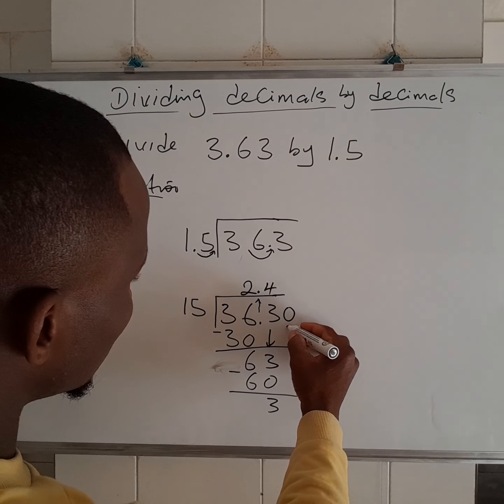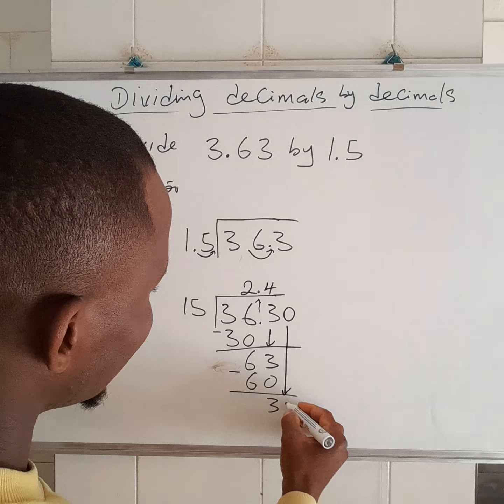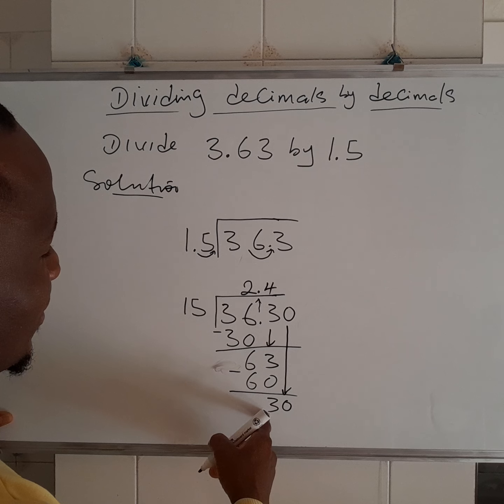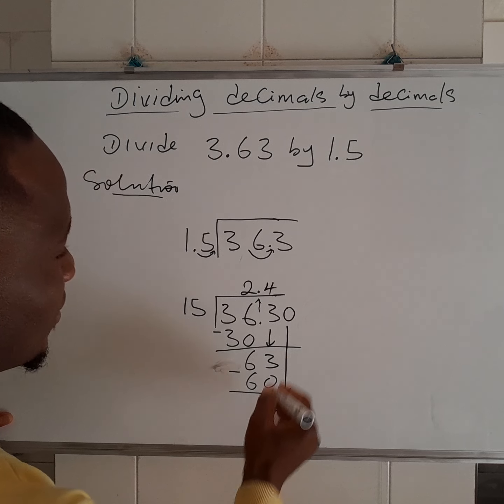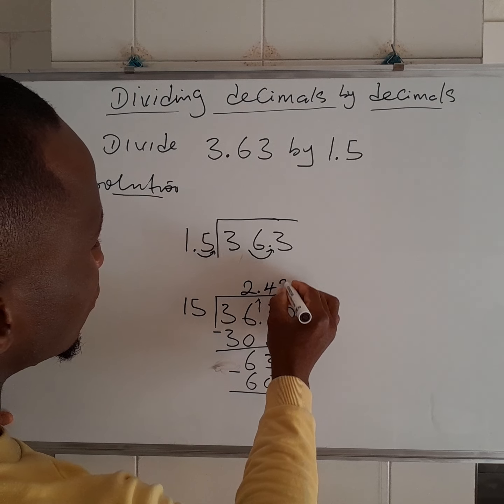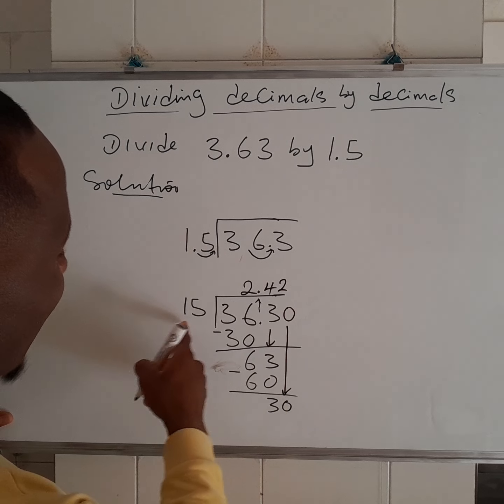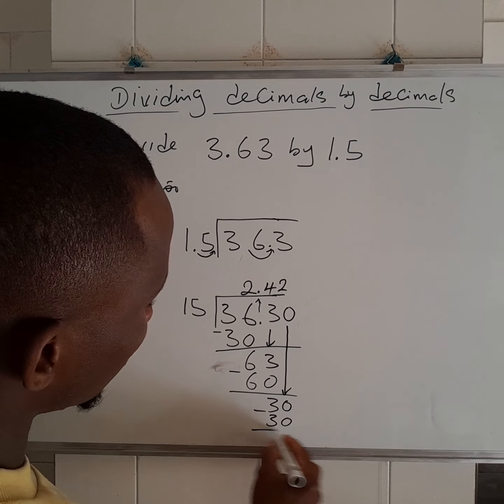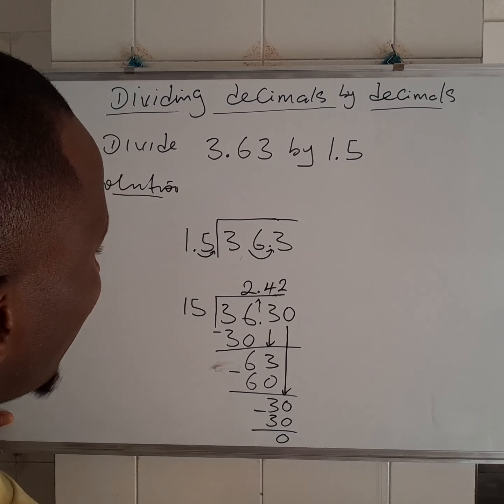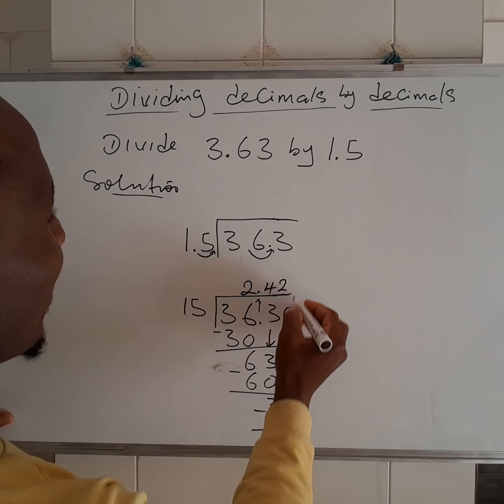So we bring down the 0, all right? So this becomes 30, okay? How many times does 15 go into 30? Okay, you have 2, all right? 2 times 15, you have 30, okay? Then when you subtract, you see that we have 0, all right?